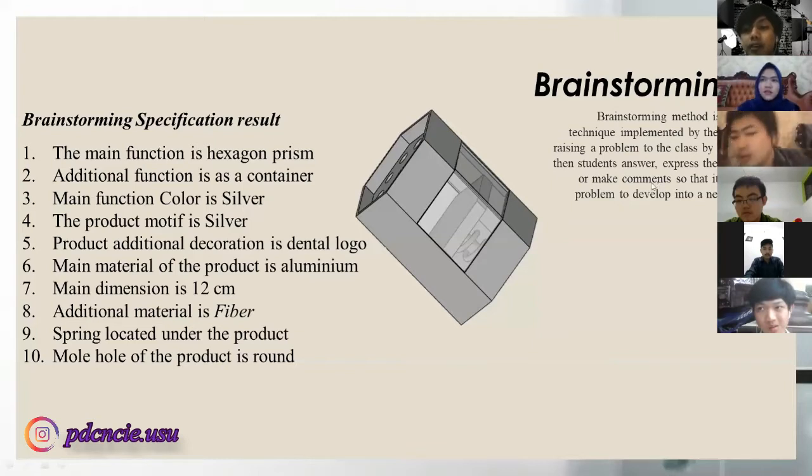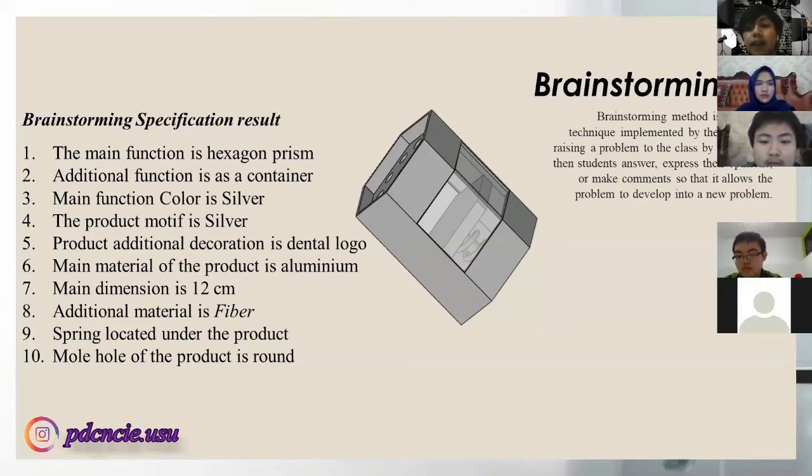The 7 main function attributes are: 1. The main function is the hexagon print. 2. The main function color is silver. 3. The product motif is straight. 4. The product base is aluminum. 5. The main function dimension is 12 centimeters, and 6. small hole shape circles. 7. The spring position is below. And 3 additional functions: 1. fiber, 2. product decoration is a dental logo, 3. additional function from our containers.